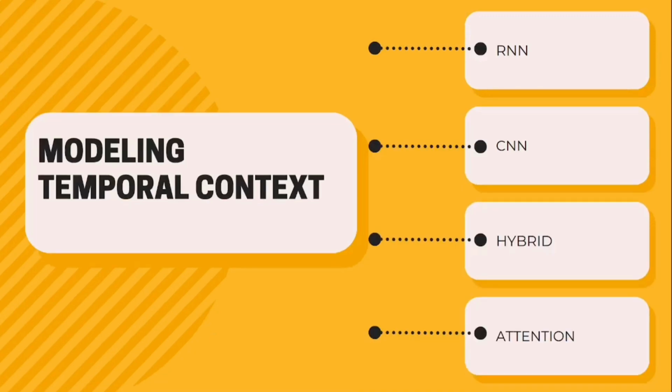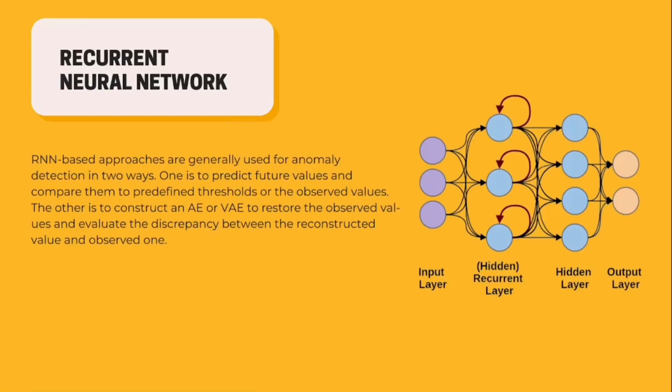Moving on, let's discuss how we model the temporal context. There are multiple methods like RNN, CNN, hybrid methods, and attention mechanisms. So let's first discuss RNN. RNN based approaches are generally used for anomaly detection in two ways. One way is to predict the future values and then compare them with the predefined thresholds or the observed values, and the other way is to construct an autoencoder or VAE to restore the observed value and evaluate the discrepancy between the reconstructed value and the observed one.